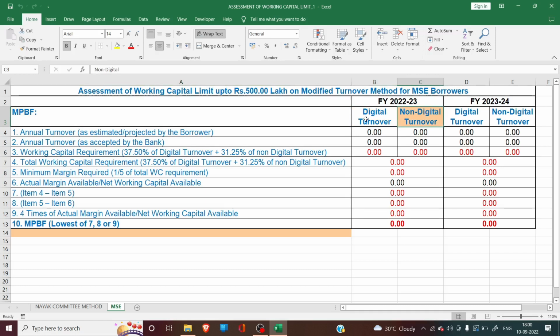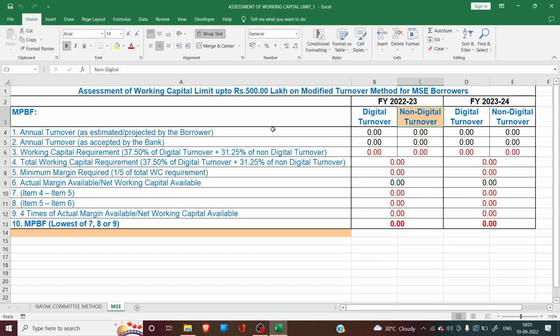Digital turnover means the entire turnover which is done through digital means, that is, through RTGS, NEFT, online banking, and such means. Non-digital turnover means the turnover which is done through cash and paper mode, that is, through checks.